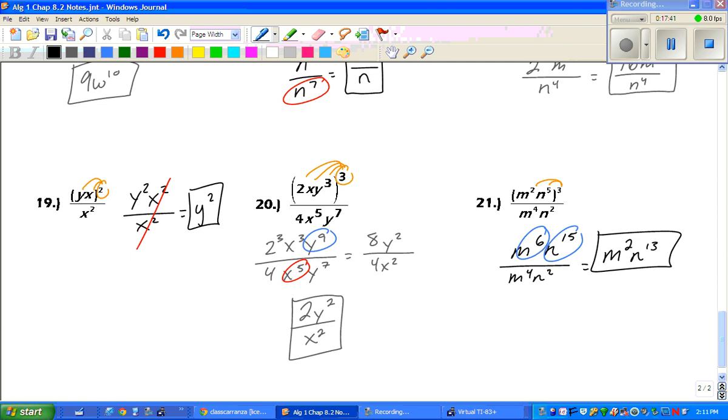Okay. Well, that's going to be it for Algebra 1, Chapter 8.2 Notes, the power of a property.